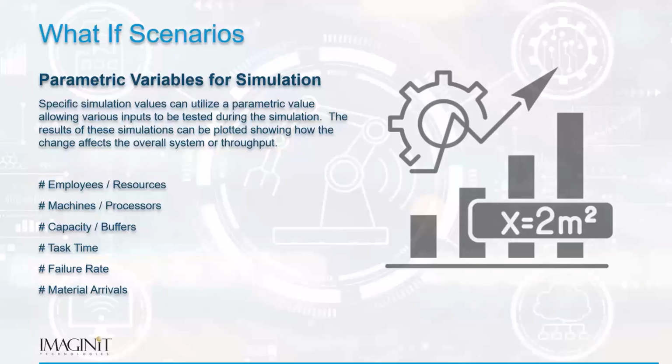Imagine a sandbox simulation where you could test your process changes, like the number of employees or resources dedicated to a task, or the number of machines or processors you're using, the capacity of a buffer that you're utilizing. You could modify your task times. You could redo your failure rate and see what would happen if you change that, or the arrivals of some of the materials into your system.